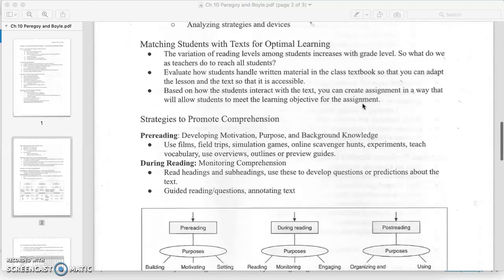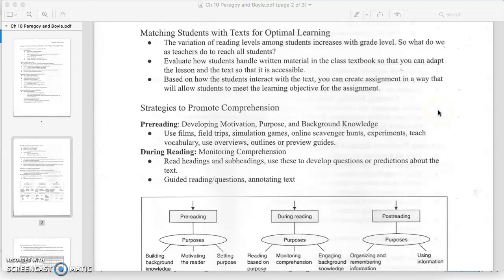Matching students with the text for optimal learning is very important, so you need an understanding of what your students' reading levels are. And sometimes students are at their grade level or below or even above. And so being able to understand what they're capable of, and matching them up with the appropriate text that gives them just the right amount of struggle to help them develop their skills, but not too much where they're just getting stuck and might even regress because they become discouraged by their inability to understand. And so evaluating how students handle written material in the class textbook so that you can adapt the lesson and text so that it is more accessible.